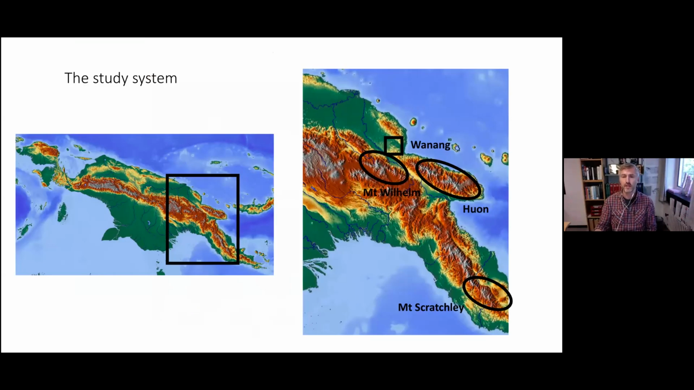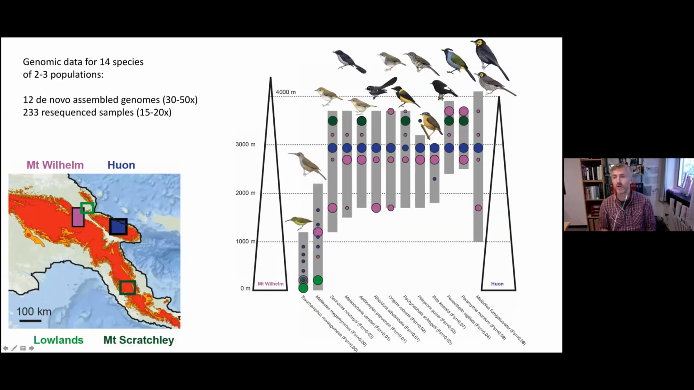So this is what we have here. The primary target area was Mount Wilhelm, and then we compared with populations from the Huon Mountains here. For the lowland species, we also included populations in between here from Wanang, and for some of the highland species, we included a third population from down here around Mount Scratchley. And so this is the selection of species that we can see here.